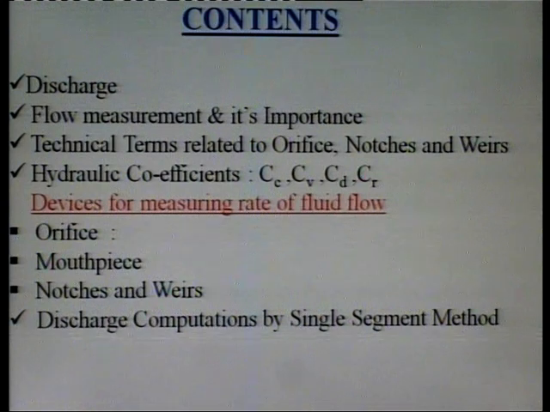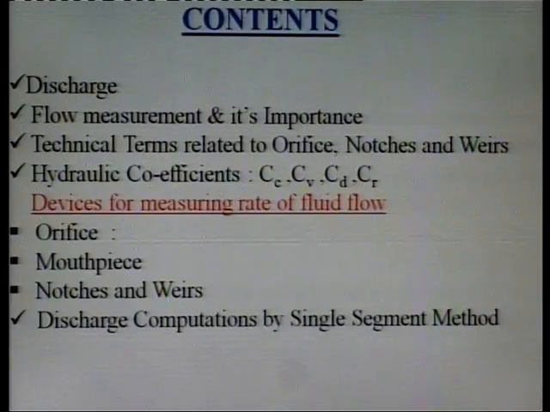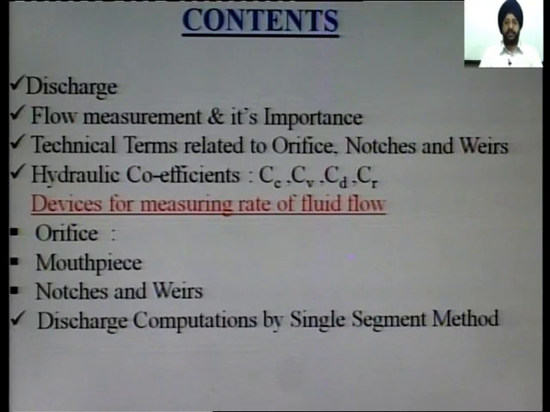Now, let's have a look at the different contents of today's lecture. We will start with the definition of discharge. Then we will see what flow measurement is and what its importance is. Some of the technical terms related to orifice, notches and weirs. Then the very important four hydraulic coefficients: Cc, Cv, Cd and Cr. We will discuss in detail all these hydraulic coefficients. Then some of the devices for measuring the rate of fluid flow.